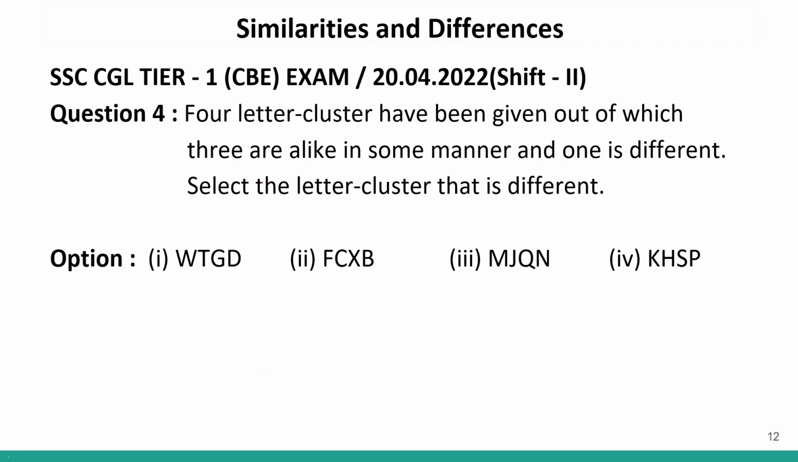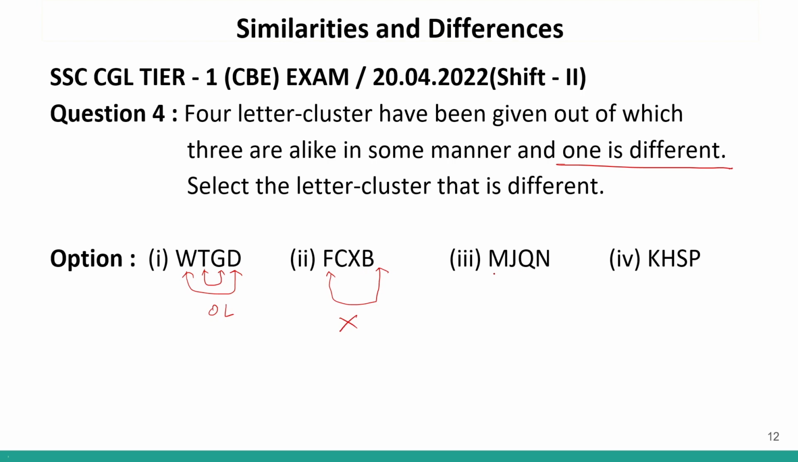Now, 3 are alike in some manner and we have to find the one which is different. So whenever you get a question like this, these are all individual series. So W and D, if you know the concept of opposite letters, W and D are opposite letters. Similarly, T and G are also opposite letters. F and B are not opposite letters. So this one follows a different logic.